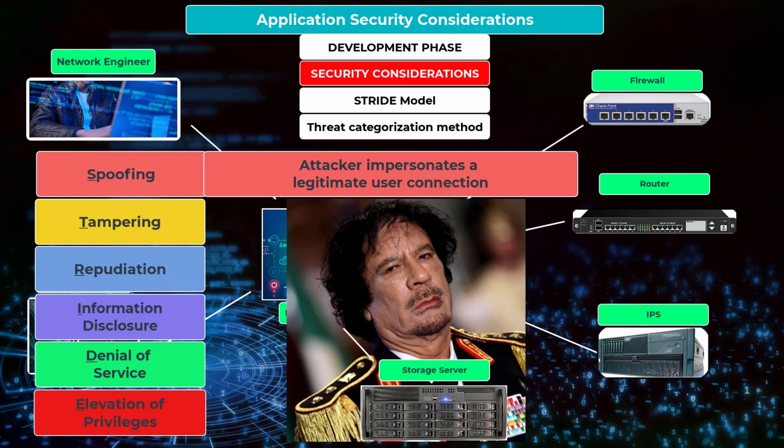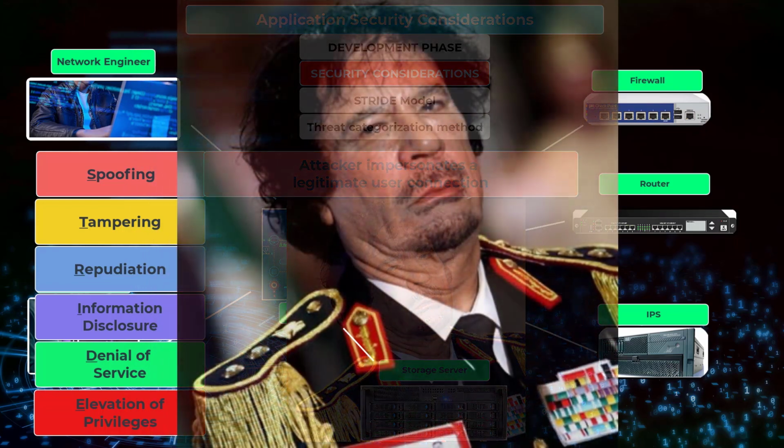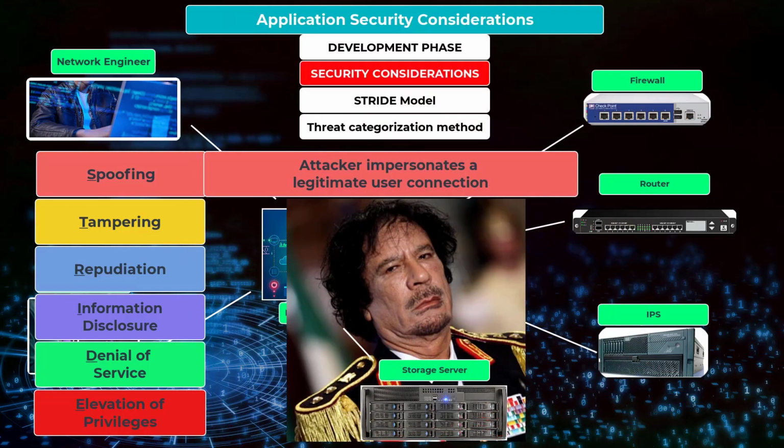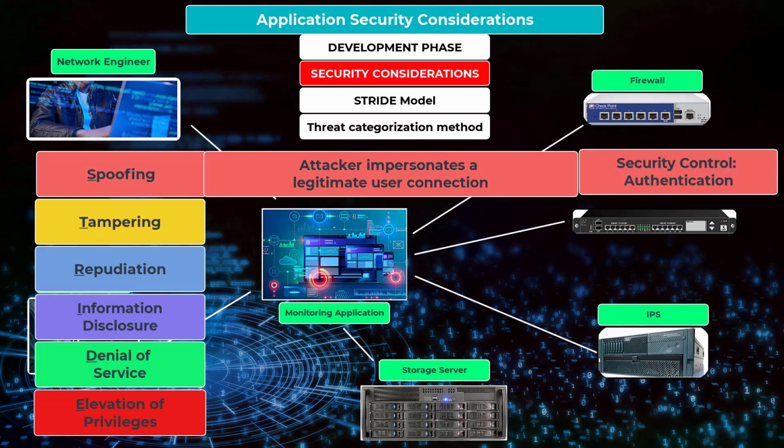So for STRIDE, what are we talking about? Sorry, Gaddafi threw me all off. Oh yeah, spoofing. We're talking about spoofing. So for STRIDE, okay, I'm sorry. I had to pause and laugh real hard. Okay, for spoofing, we can say the security control is authentication. Even more so, strong authentication. We want authentication to counter the threat of spoofing.